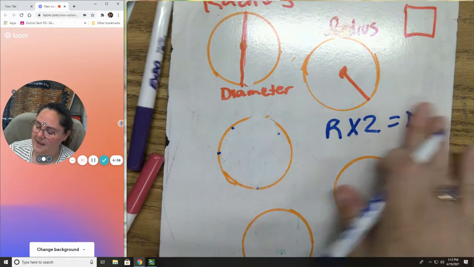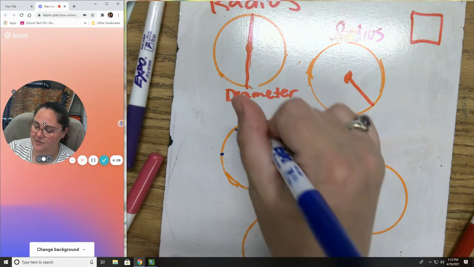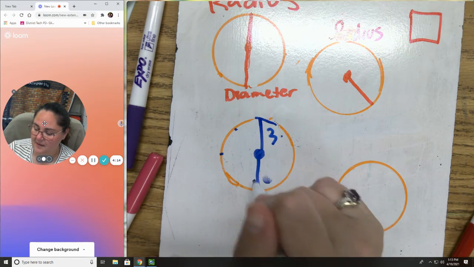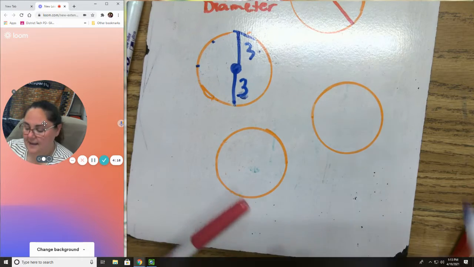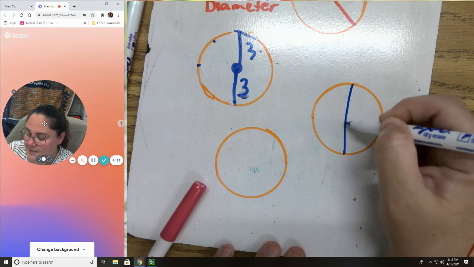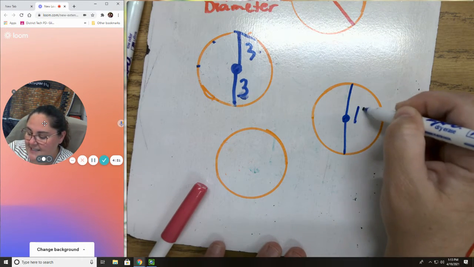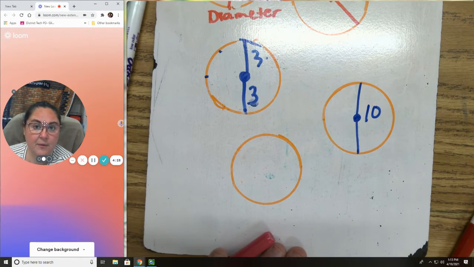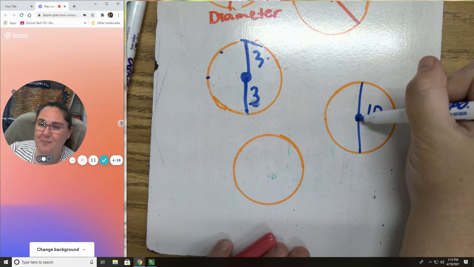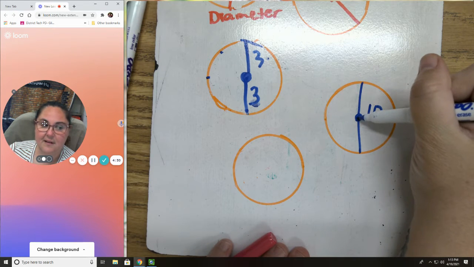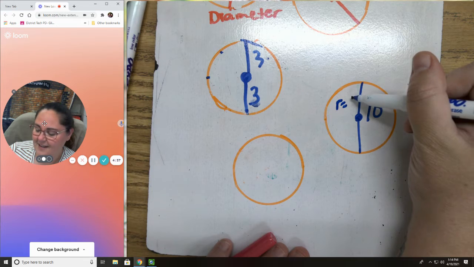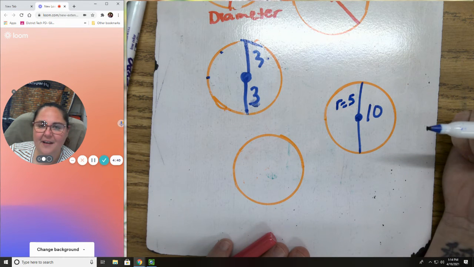Here's my radius, I'm going to put that one back on there for you: 3. Let's do it the backwards way. If I draw my diameter, say my diameter is exactly 10. Well, my radius is from the middle point, the halfway mark. So my radius would be half of 10. My radius would be 5.